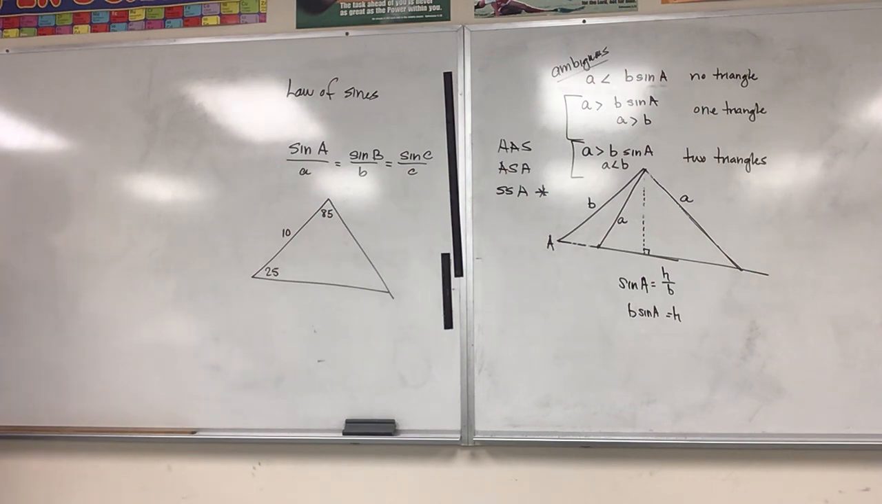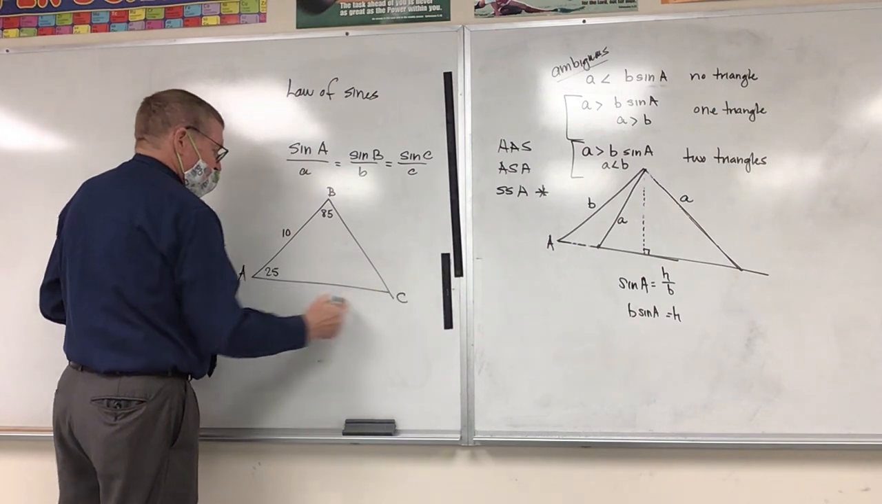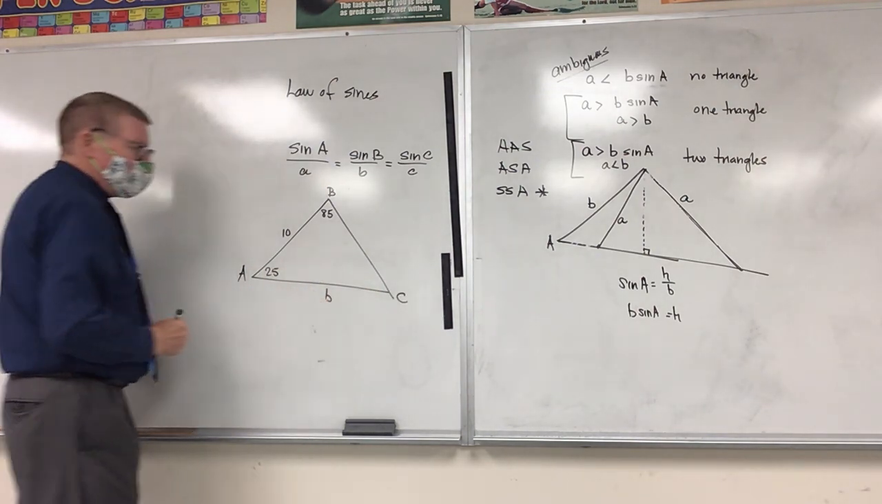All right, so we have this triangle here. Let's go A, B, C. So this side is called what? B. Good job, Garrett.